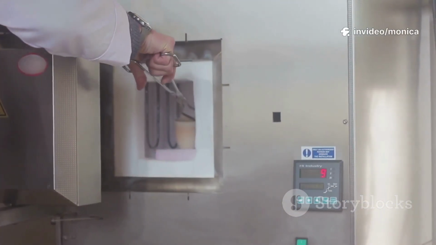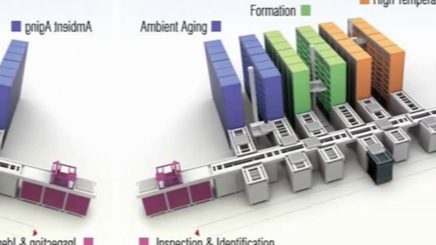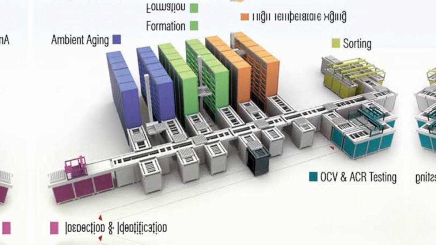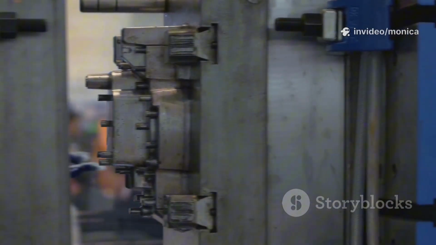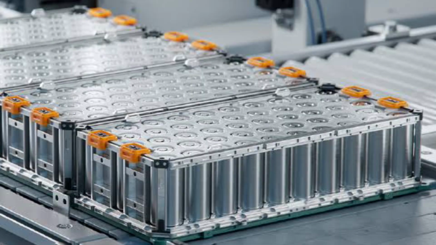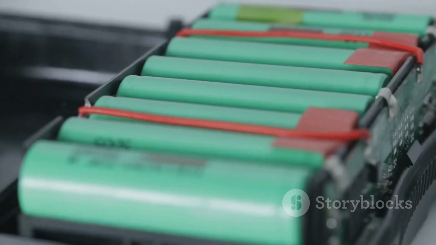After sealing, the battery cells undergo an initial formation process. The formation involves subjecting the cells to specific charging and discharging cycles to stabilize their performance. Once formed, the cells go through rigorous testing, including capacity testing, cycling tests, and safety tests.